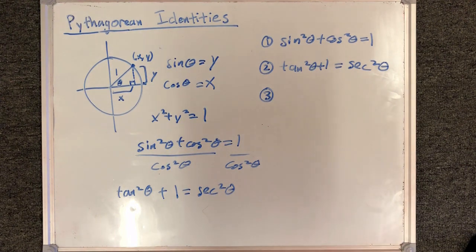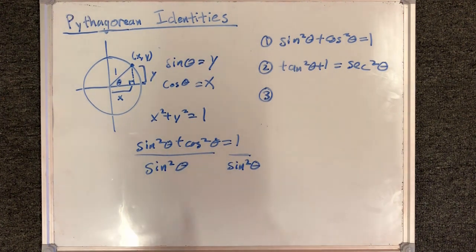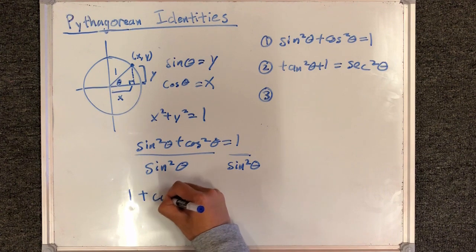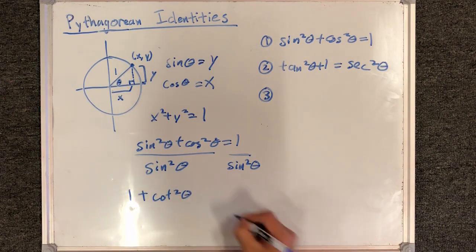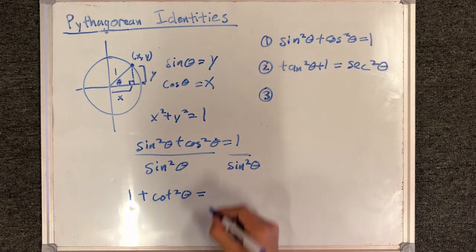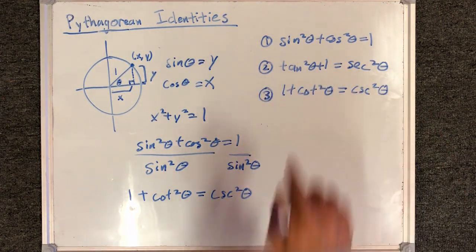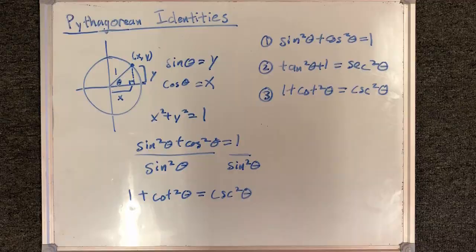For the third Pythag identity, I'm going to take this equation, and instead of dividing it by cosine squared theta, I'm going to divide it by sine squared theta. Okay, and what I get is sine squared over sine squared is 1, plus cosine squared over sine squared is cotangent squared theta, equals 1 over sine squared is cosecant squared theta. And here are all three of our Pythag identities.